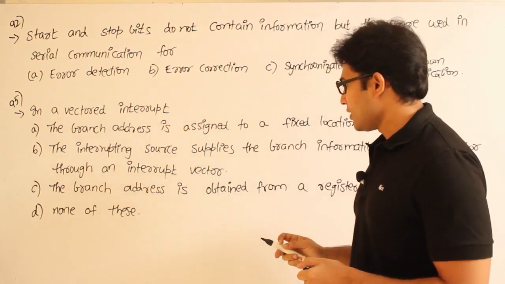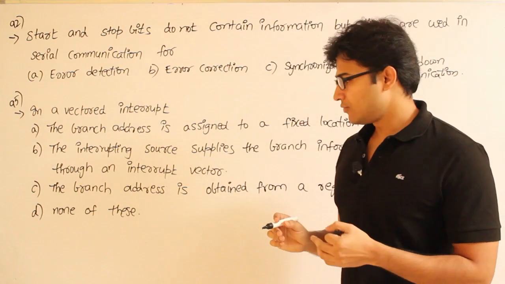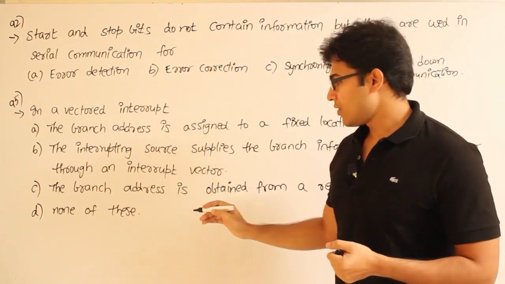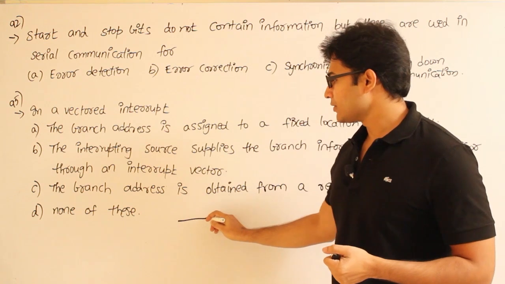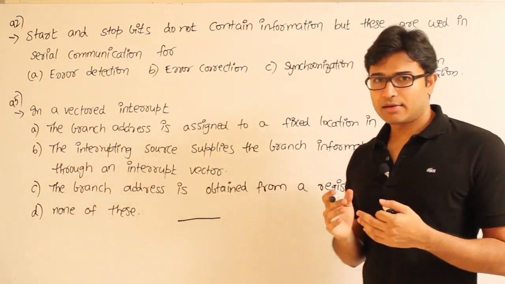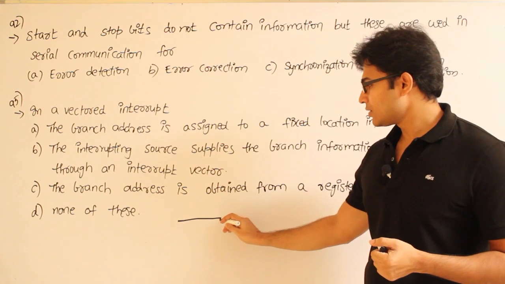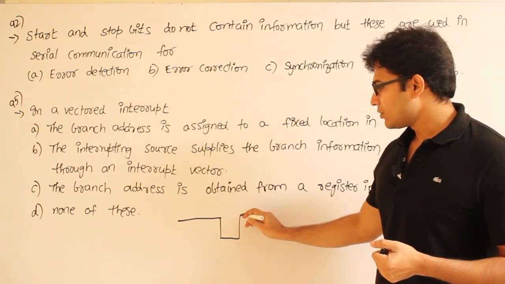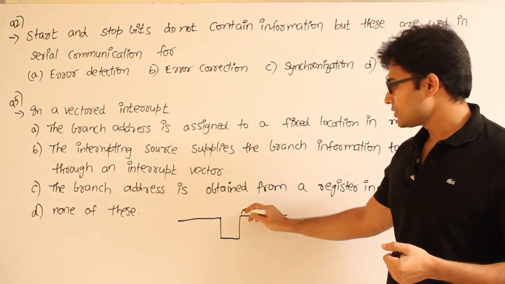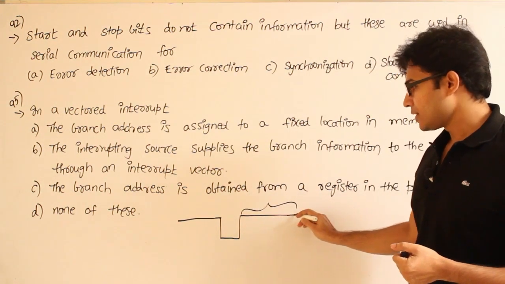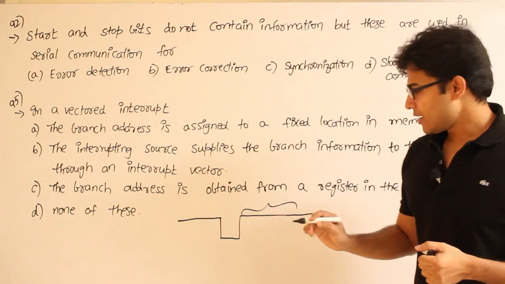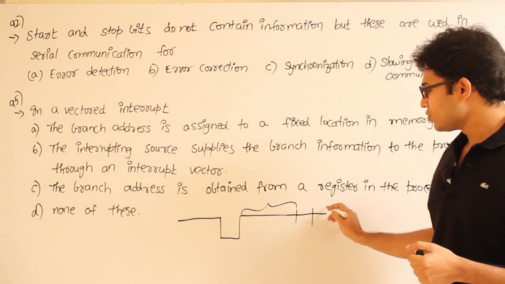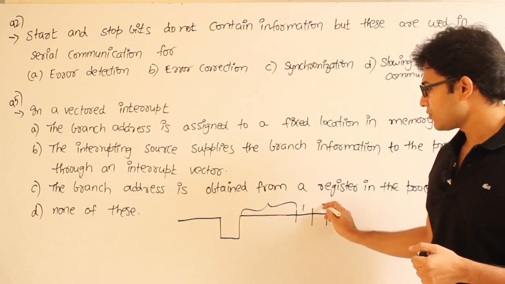I told you that if there is a sender and a receiver, if they are not sending anything, they are always going to send the signal at 1. And when they are about to send a character, we always start it with 0, right? And then after 0, we are going to send some information, either 8 bits or whatever it is. And after the information is over, we are going to send either 2 bits of 1s or 1 bit of 1.